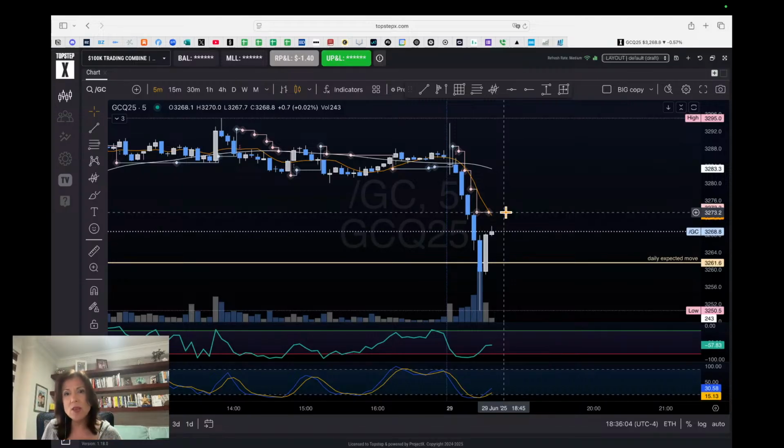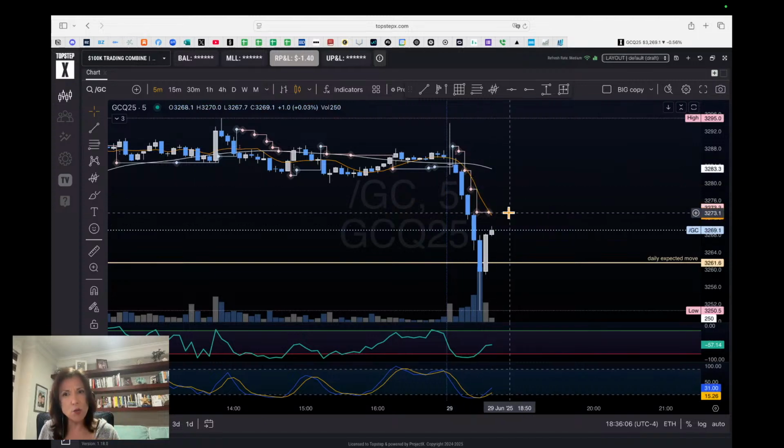It's very simple. Let the chart tell you what to do. Don't let your mind go crazy thinking about X, Y, or Z. Just be a simple Simon and you're going to get it. You're absolutely going to get it.